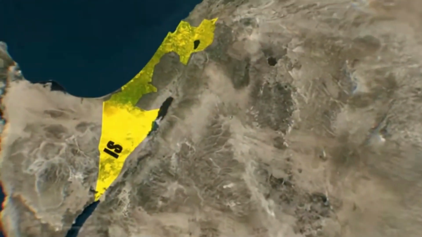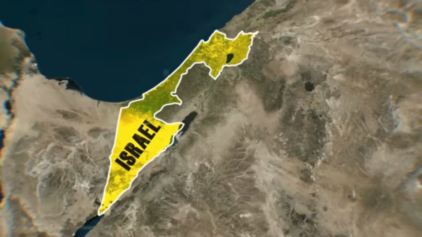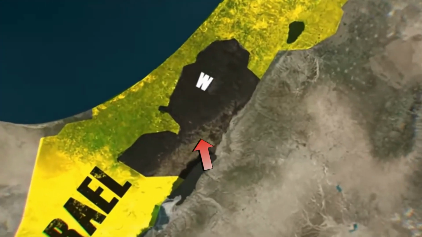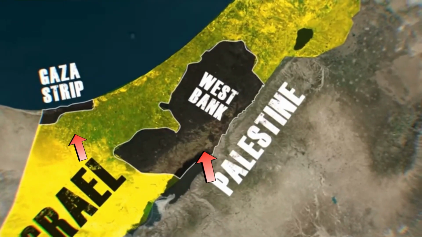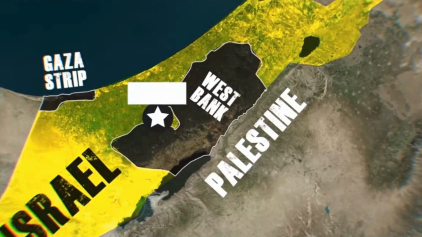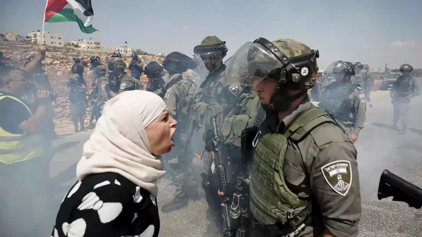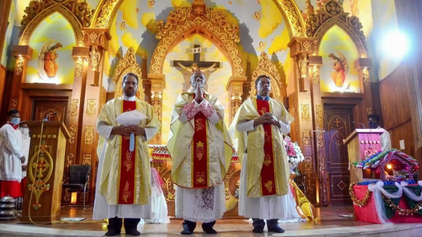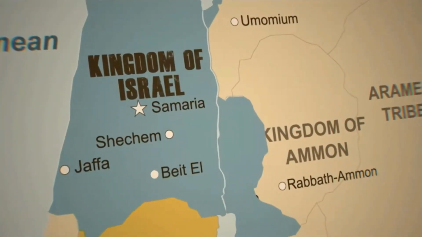This is the country known as Israel. The area highlighted in yellow represents Israel, while the gray-colored area is the West Bank and Gaza Strip, collectively known as Palestine. Palestine is, in fact, within the borders of Israel. The location denoted by a star is Jerusalem, which is the primary cause of the conflict between Christians, Jews, and Muslims. These conflicts trace back to 1047 BC, when this region was known as the Kingdom of Israel.